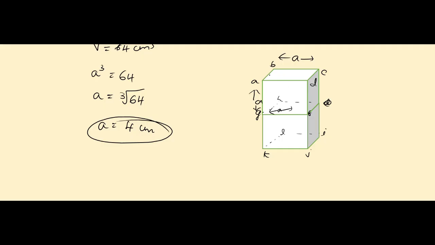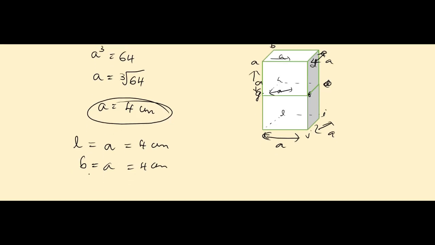Here, what will be the length of the resulting cuboid? Length l is equal to a, which is equal to 4 centimeter. Then breadth, also the same, correct? If this is the length, then this will be the breadth. That one will also be a, because this is a cube. So breadth b is equal to a, which is equal to 4 centimeter.